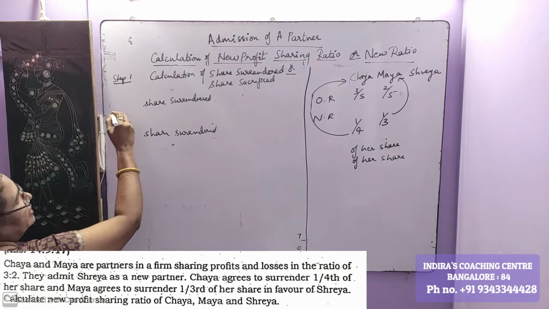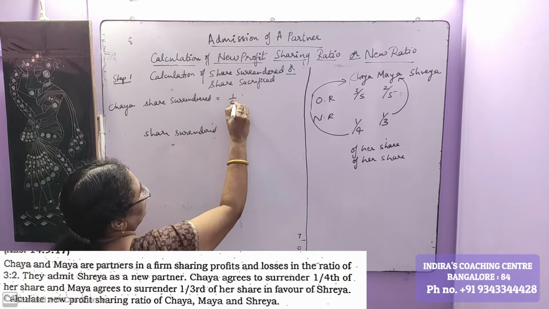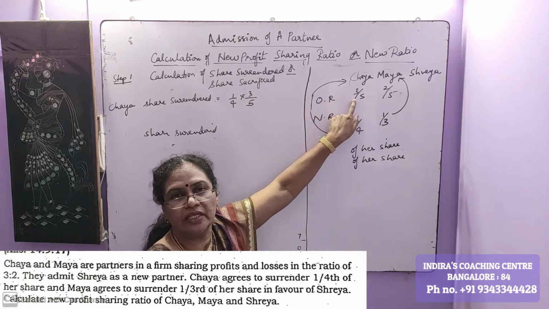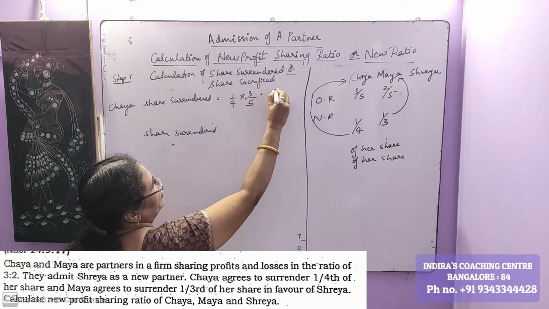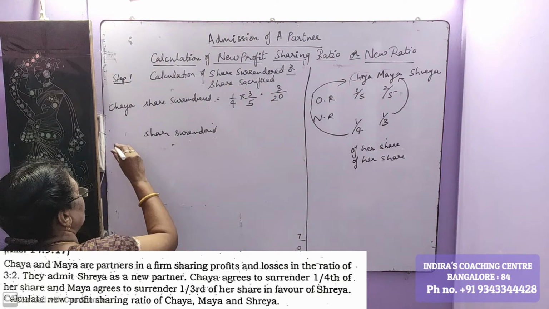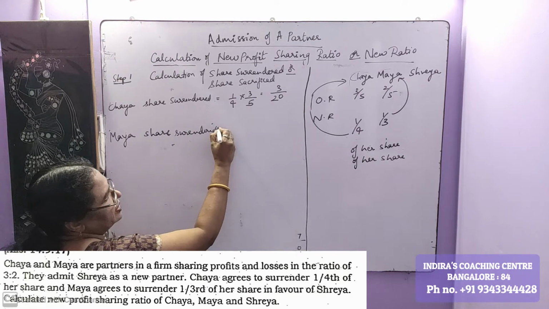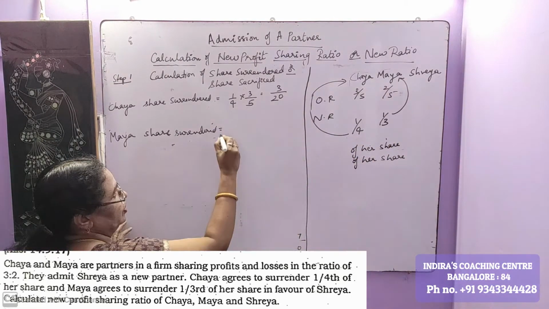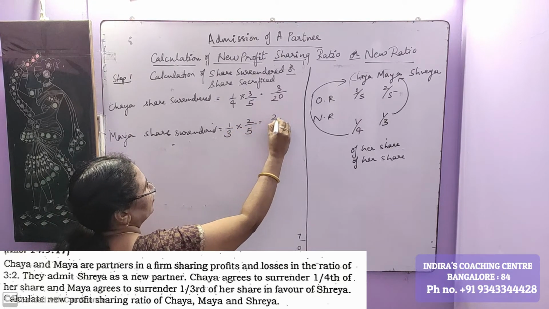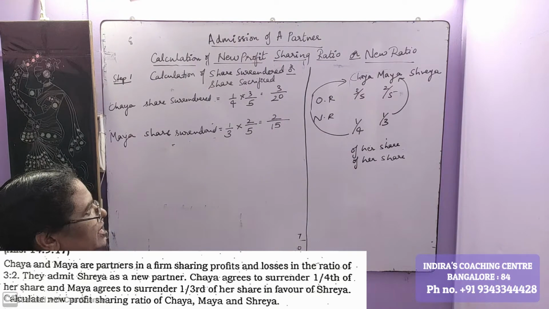Now the share surrendered of Chaya is 1/4 of 3 by 5. So 1/4 into 3 by 5 is 3 by 20. And the next person, Maya's share surrendered, is equal to 1/3 of 2/5. See how I calculate: 1/3 into 2 by 5, you get 2 by 15.